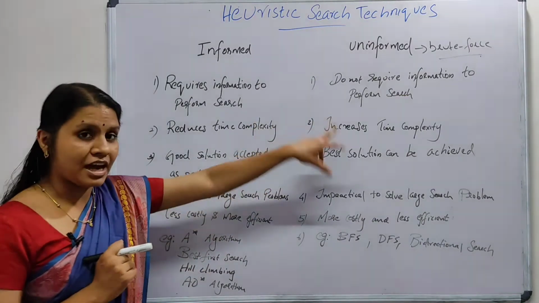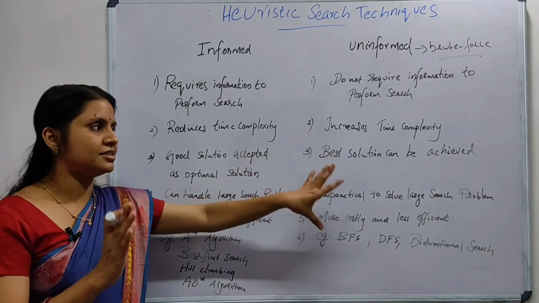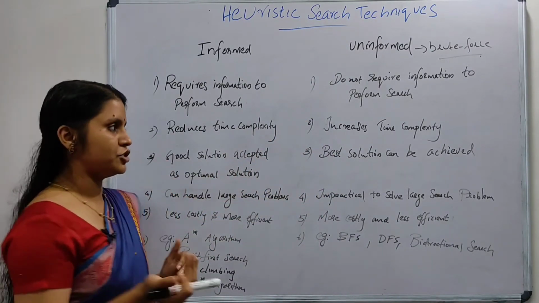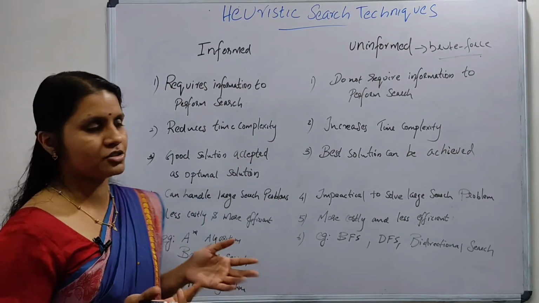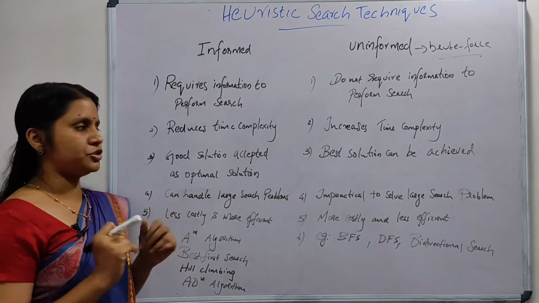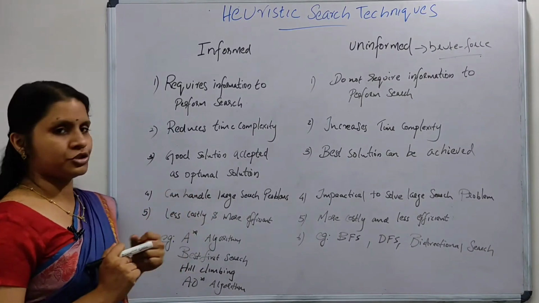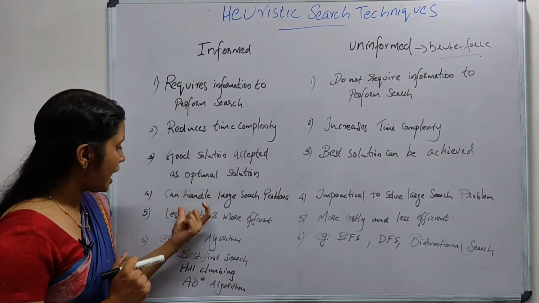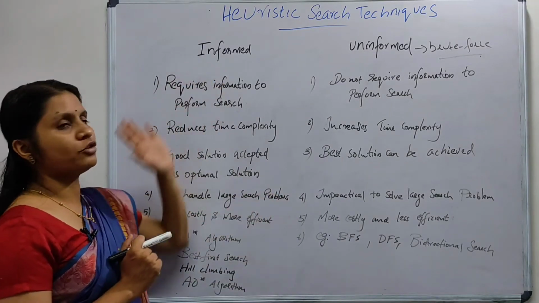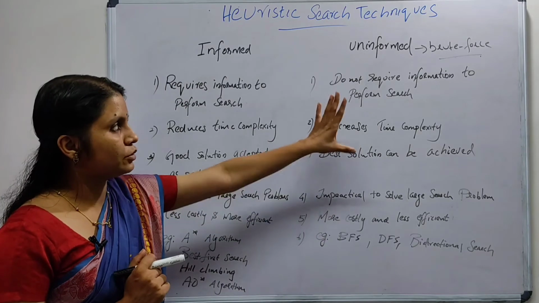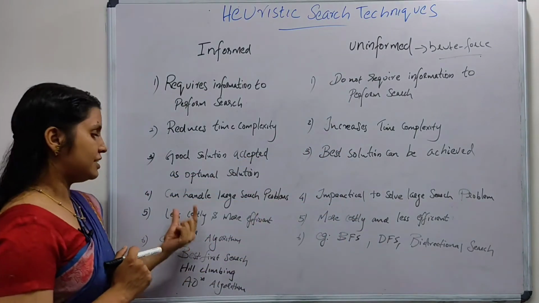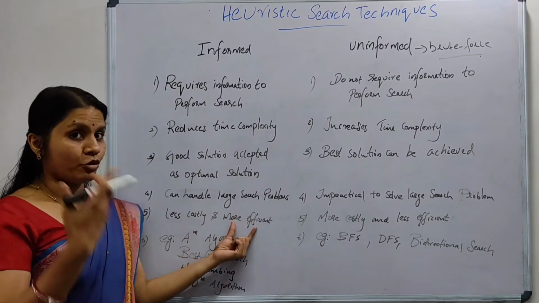But in uninformed search, it is guaranteed that we will reach an optimal solution. That is, an optimal solution can be achieved by using this uninformed search strategy. But in informed search strategy, we will get a good solution, not an optimal solution; it is not guaranteed. It can handle large search problems. But uninformed search is impractical for solving large search problems. Informed search is less costly and more efficient.